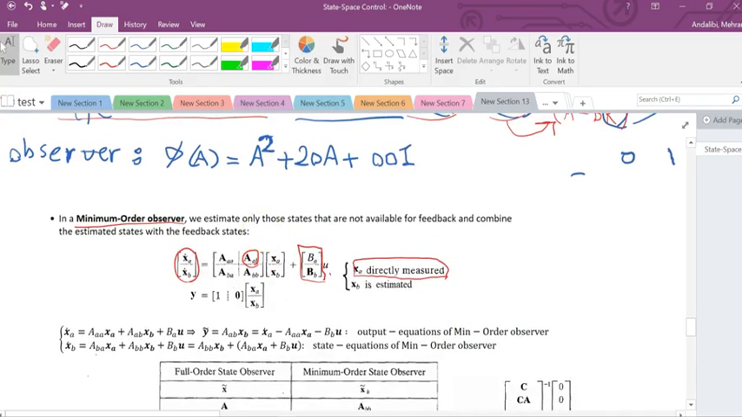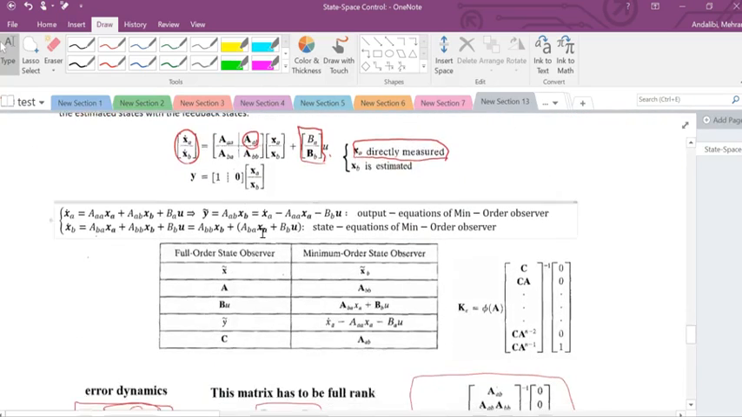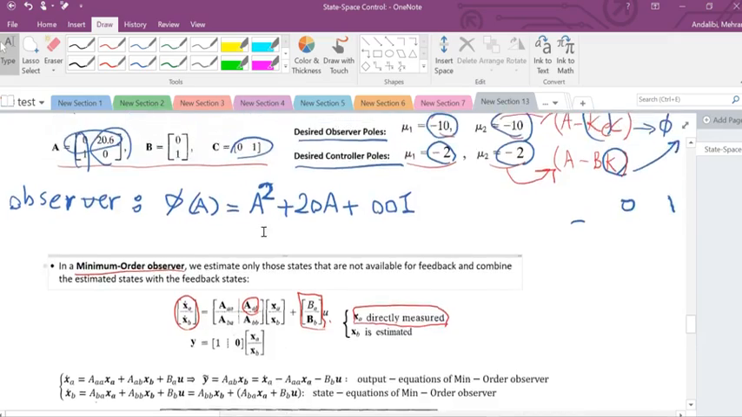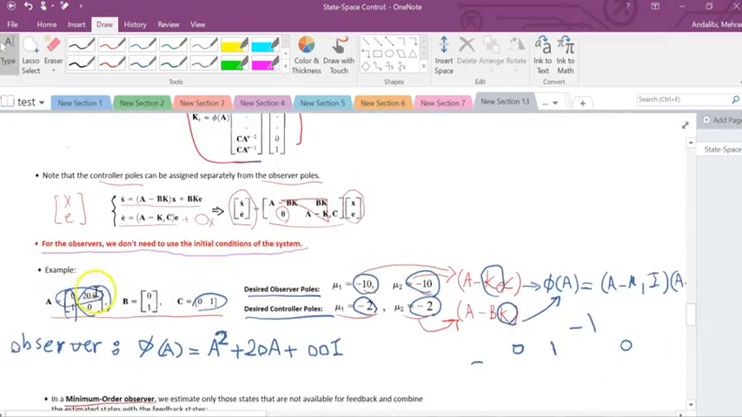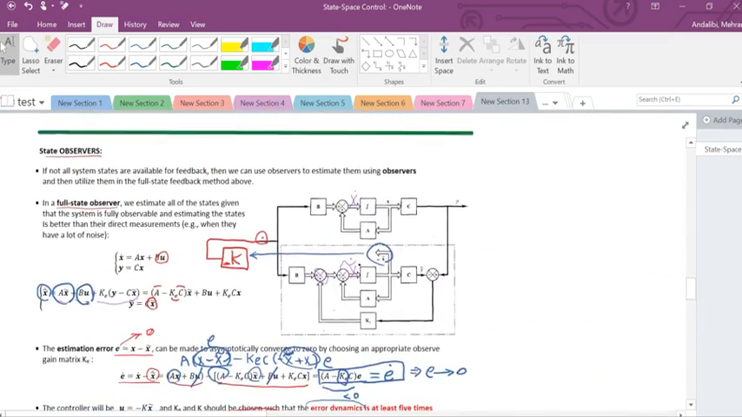So in this video, you learned full state observers and minimum state observers and how to use them with a full state controller to achieve regulation in a control system.